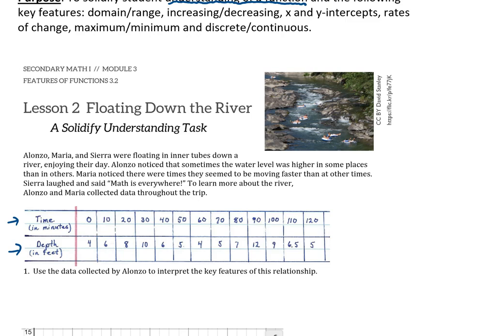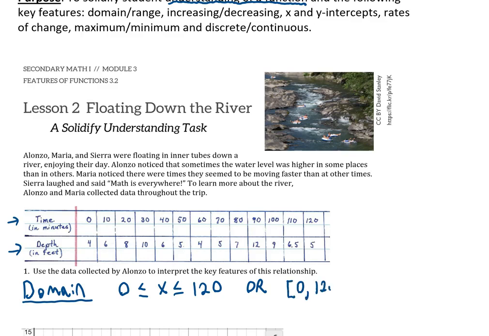So let's start with domain. The domain of a function is the set of x values that the function covers. His lowest time was starting at 0, so 0 is less than or equal to x, which is less than or equal to his highest time, which was 120. That's inequality notation. We could write it in interval notation as 0 to 120. And remember, the square bracket means that the values of 0 and 120 are included.